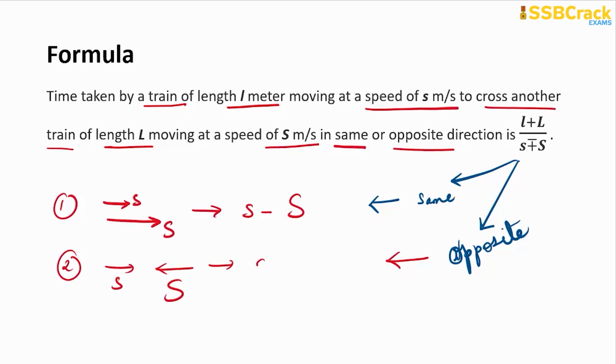And hence, for this scenario, when two trains run opposite to each other, to cross each other, the required time formula will be changed in the denominator to S plus capital S. Got it? So you have to remember this formula to determine the time taken by two trains to cross each other when they travel either towards each other, that is opposite to each other, or they travel from the same point in the same direction. So let's understand one example based upon this particular formula.